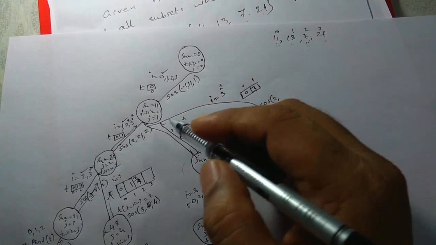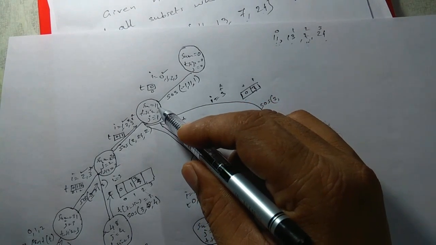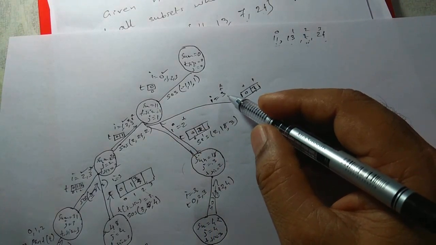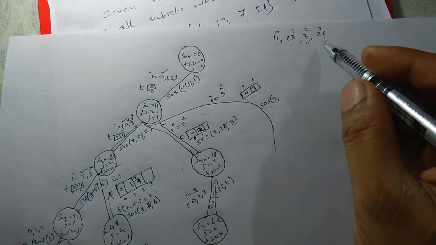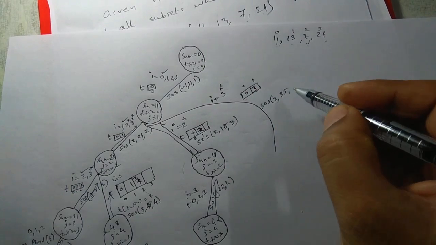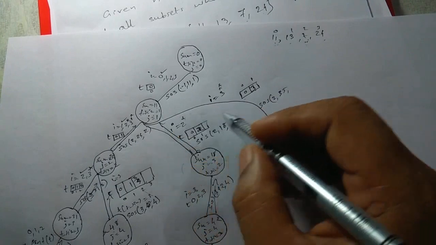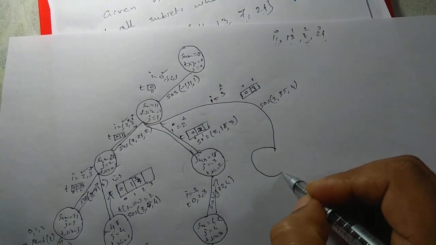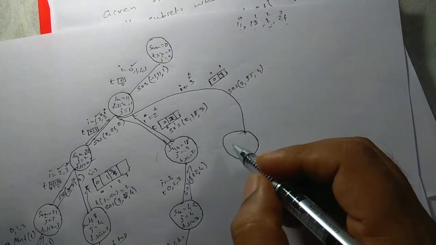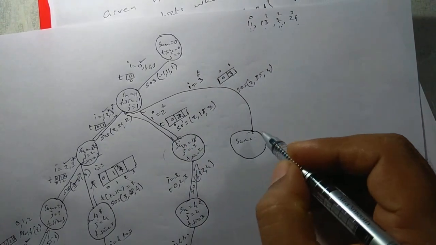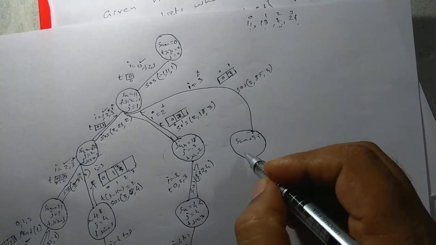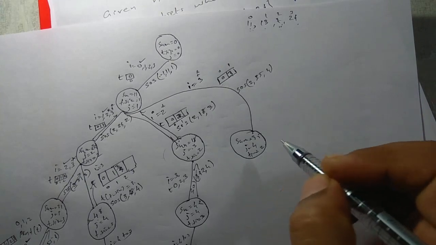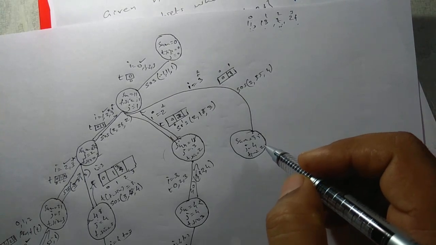Then sum plus S of I. What was the sum? It was 11. Sum plus S of I, I is 3 now. So 11 plus 24, it is 35. Then I plus 1. I is 3, so it is becoming 4. So a new node is generated. Here sum equal to 35, j equal to 4 and T size equal to 2.